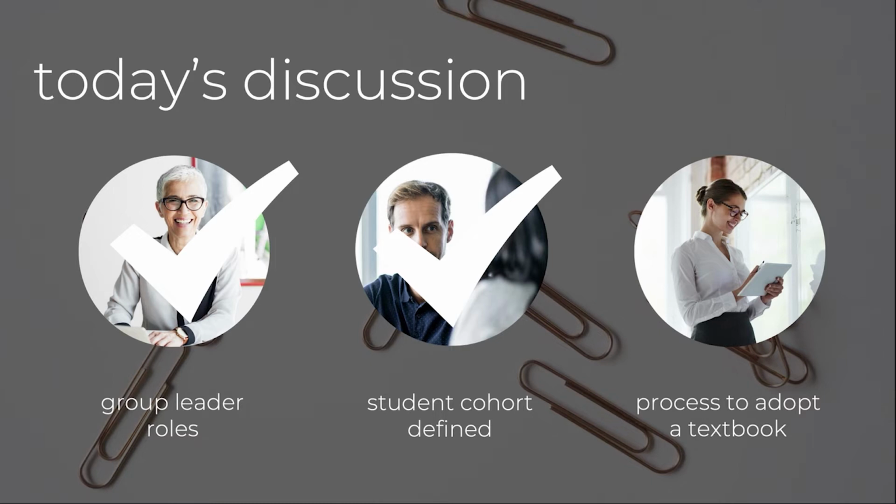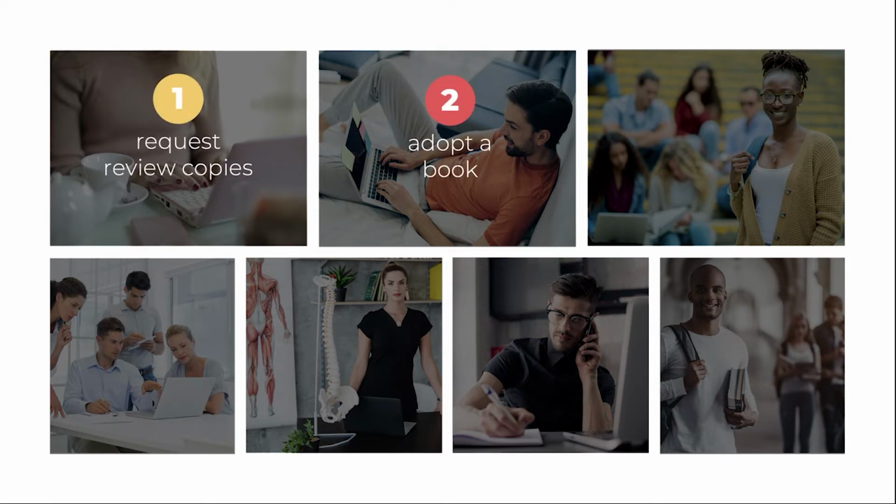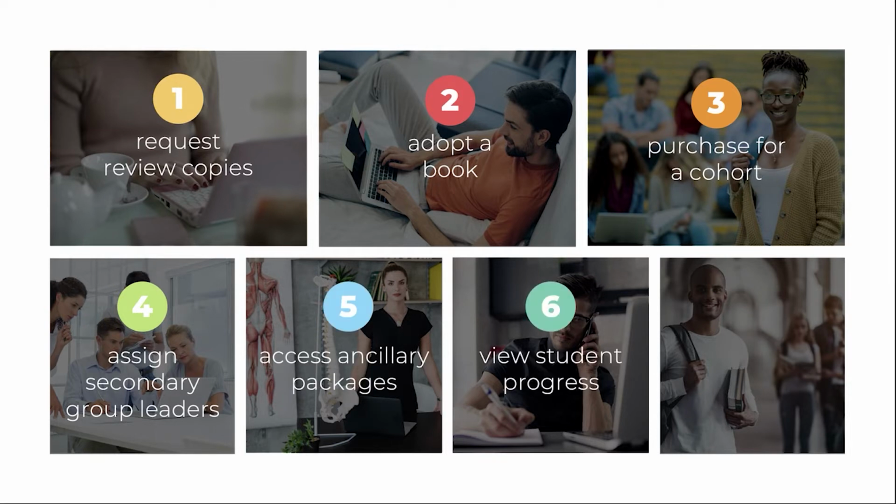Now let's look at the big picture process of adopting a textbook. We will request review copies and decide to adopt a book. We'll purchase the book for the first cohort, assign secondary group leaders, access ancillary packages, view student progress, and then start the process all over again if we're purchasing a different textbook for the same group or a textbook for a new group. Let's take a closer look at each of these processes.